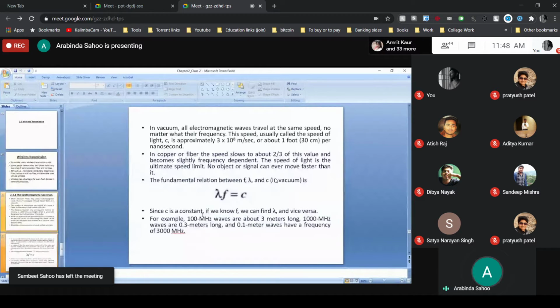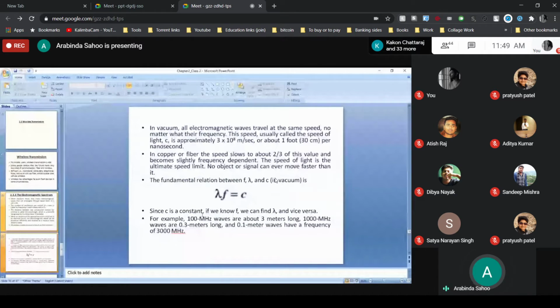lambda is equal to c by f, where c is equal to 3 into 10 to the power 8, divided by 100 megahertz. So what is the wavelength? That is equal to 3 meter. Similarly, if the frequency of the electromagnetic wave is 1000 megahertz, then the wavelength, using this expression, is 0.3 meter. Similarly, a 0.1 meter wave has a frequency of 3000 megahertz. If you know any of the values, you can calculate the next value.